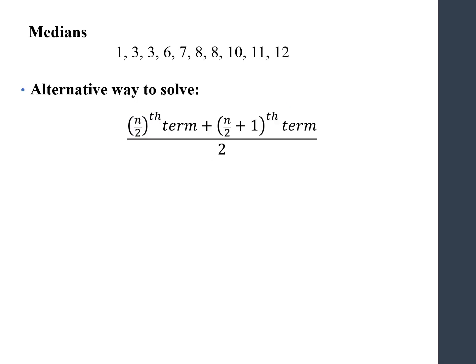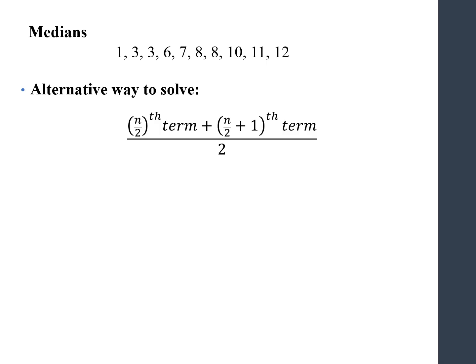There's an alternative way to solve when you have an even number of scores as well. The equation looks a little intense, but it's not nearly as bad as it looks. You take the n, again the number of scores you have, and divide it by 2, and then repeat that, adding 1 to it. This allows you to find those 2 middle terms. Then you just divide by 2.